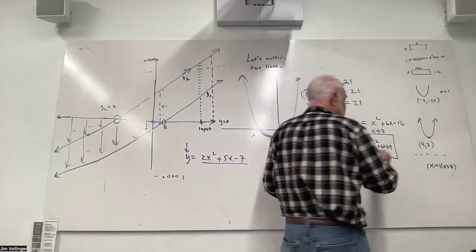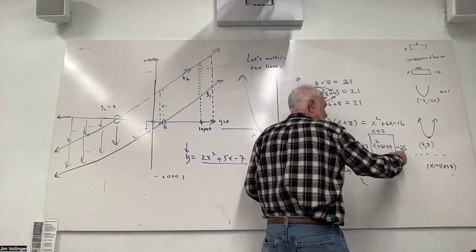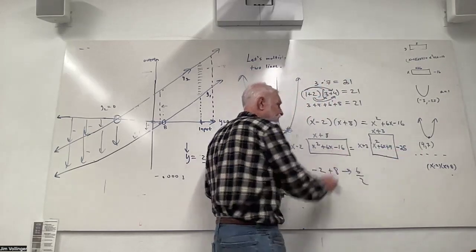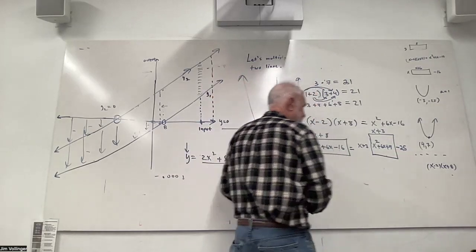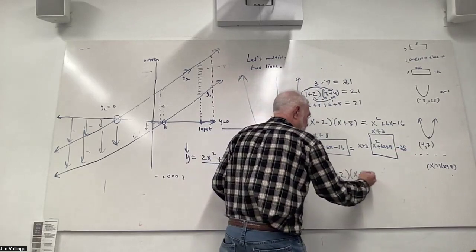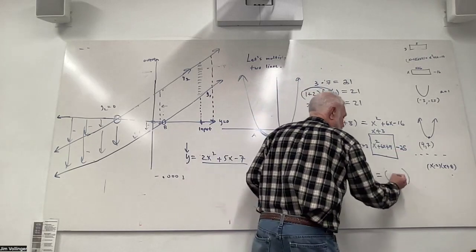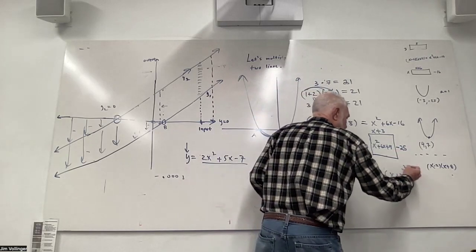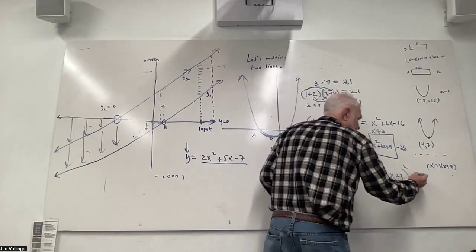I think I can come over here and subtract 25. I think 9 minus 25 now matches up with that. And so it seems like I can express (x minus 2) times (x plus 8) equals (x plus 3) squared, something times itself, minus 25.